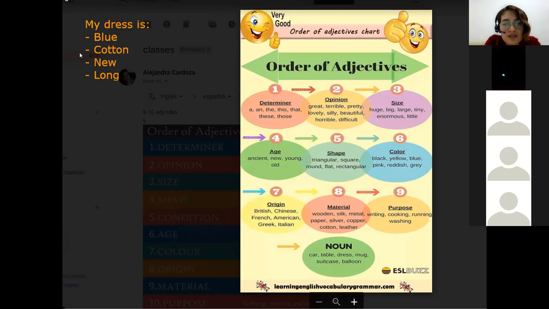¿Cuál creen de todos estos que iría primero? Blue, cotton, new or long, based on this chart, basado en este cuadro. Long. Blue. My dress, blue. Along.